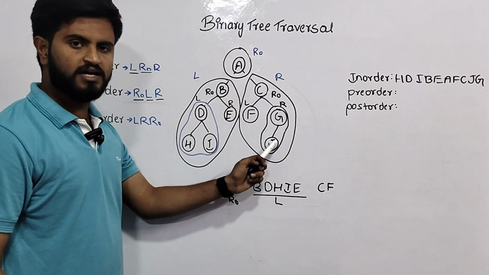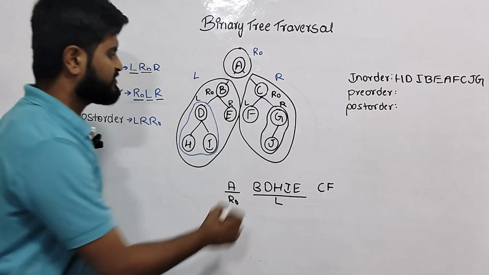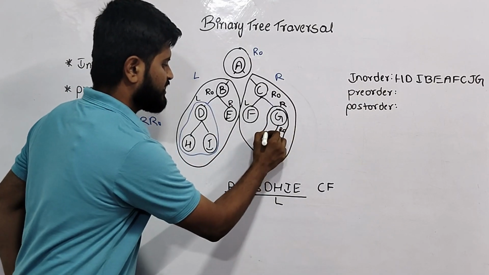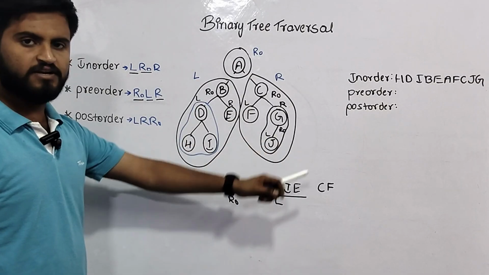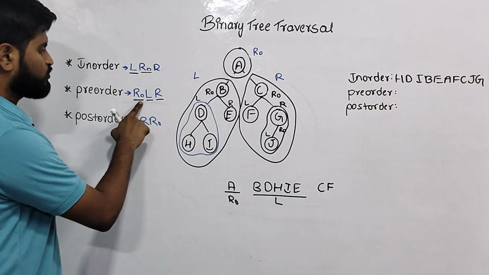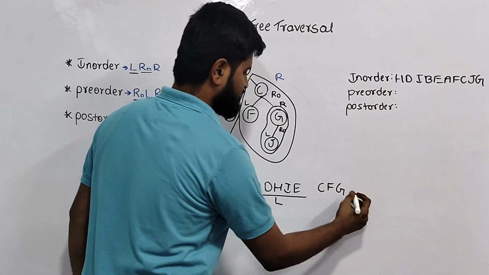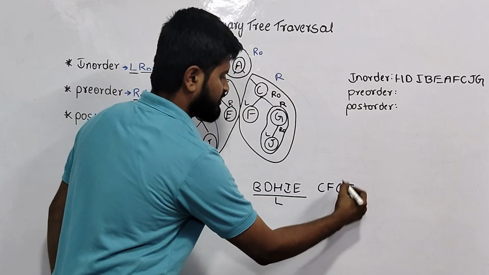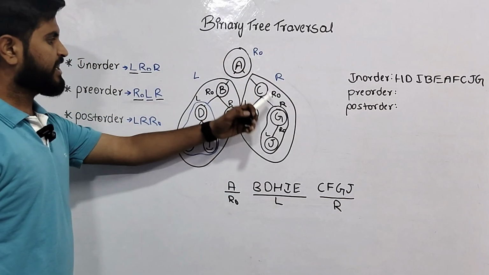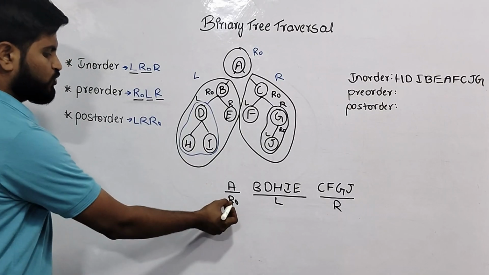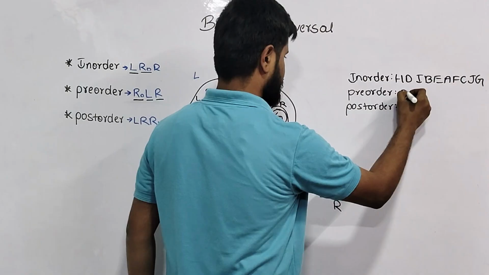So we will be applying the root, left, right to that one also. So root is D, that is the parent. Left is J. Right side we are not having any child. So root, left, right. Root is G. Next left is J. We are not having any right. So now we have completed the right subtree also. Root, left subtree, right subtree. Write it in the pre-order.